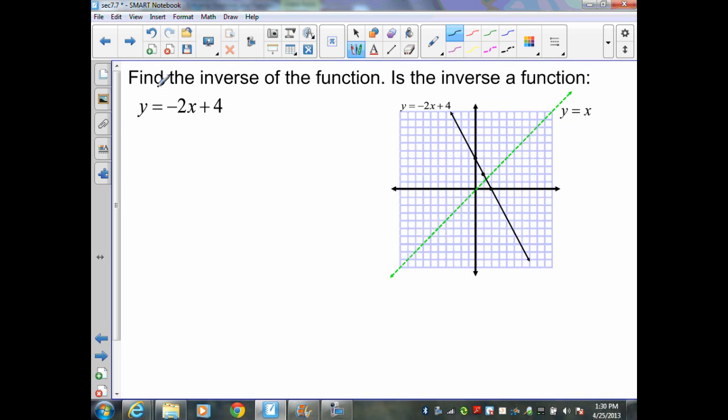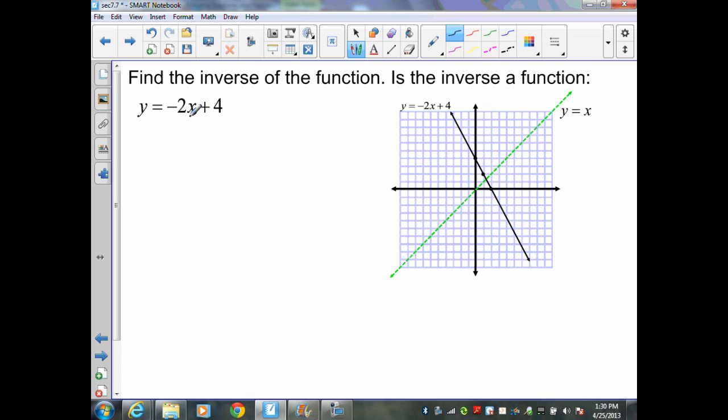Let's look at an example. Here I want to find the inverse of the function, and I want to determine if the inverse is a function. We can see I have my identity function graph, y equals x, and here is the function that I was given, y equals negative 2x plus 4. It is graphed. If I perform the vertical line test, it intersects my function only once. Therefore, this is a function.